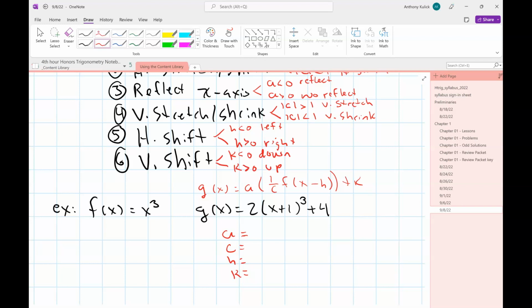Everybody's cool with that? And in this case, my f is just the cubed, because my f is x cubed. Everybody's cool with seeing that? Okay, so what's my value for A? 2. What's my value for C? 1. What's my value for H? -1. Very good. And value for K is? 4. Everybody cool with how we read those values from the equation?